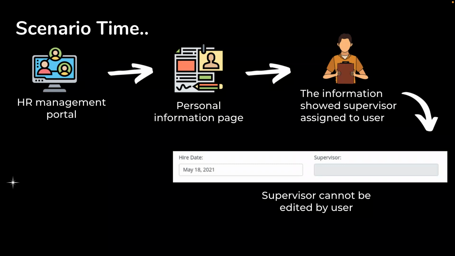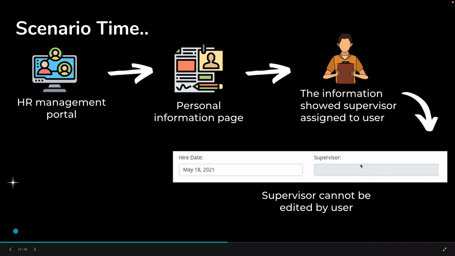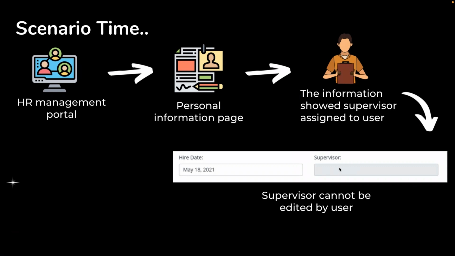This particular HR management portal had a personal information page where it showed the information related to that particular user. When the user visited his personal information page, it showed what supervisor this user was assigned to. For example, I work in a company, and some supervisor is assigned to me. The name of the supervisor will be shown here, and as you can see, this particular field is darkened out, which means that this is restricted, you cannot change it.